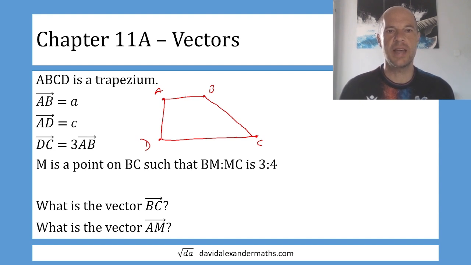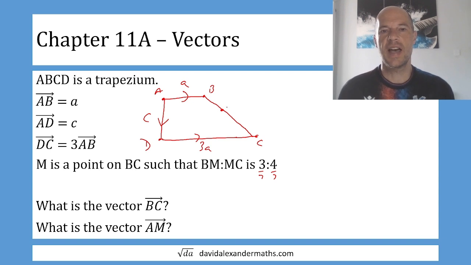So the vector AB is A, the vector AD is C, and DC is 3AB. Well, that means it is therefore 3A. And M is a point on BC such that BM to MC is 3 to 4. Okay, so what we need to think about that. So the point M is closer to B than it is to C. Now we've got a ratio here, 3 to 4, so that means it's 3/7 to 4/7.